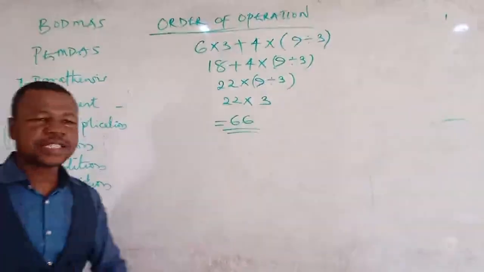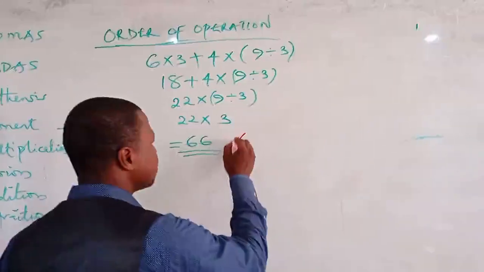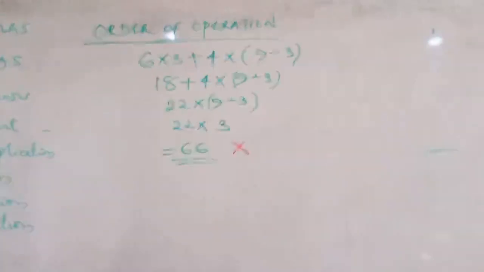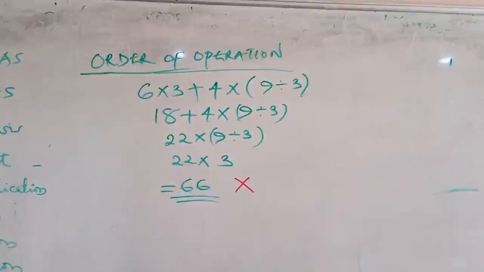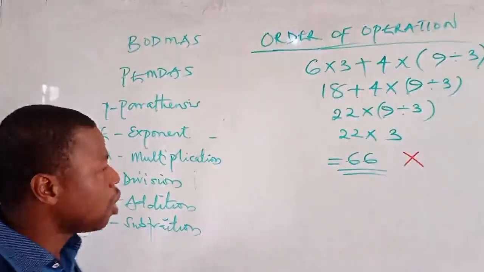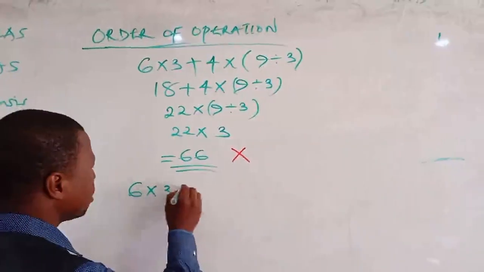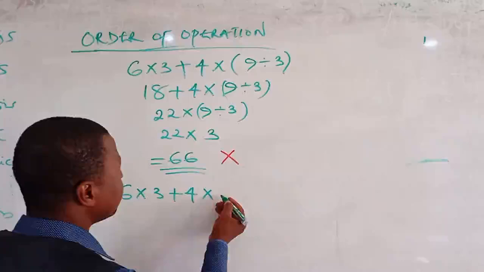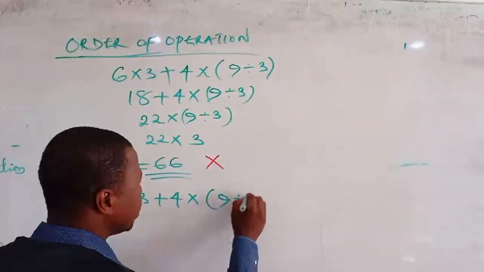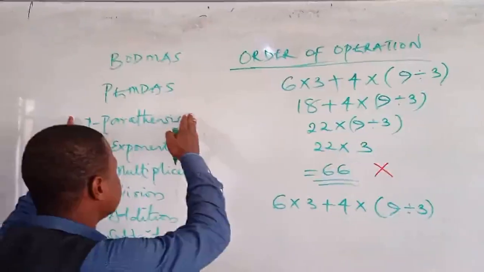Would you say that this candidate is correct? No. This is fatally incorrect. So how do we know the correct answer? By applying the order of operation. So 6 multiplied by 3 plus 4 multiplied by 9 divided by 3. The first thing we need to do is attend to the parentheses.